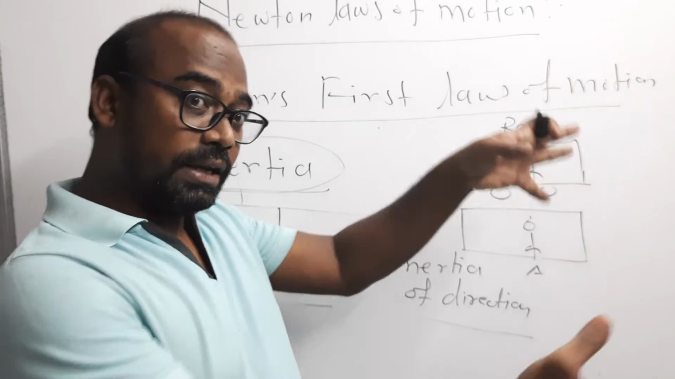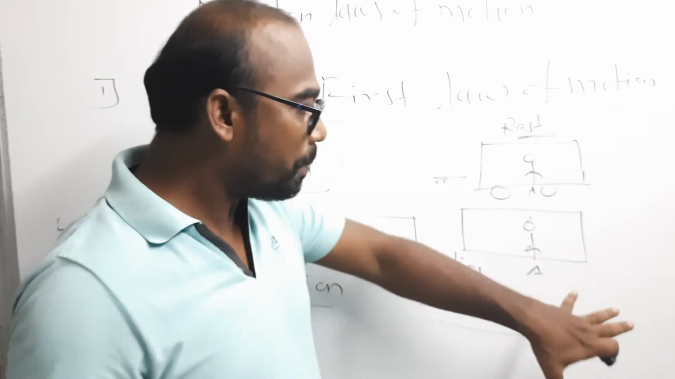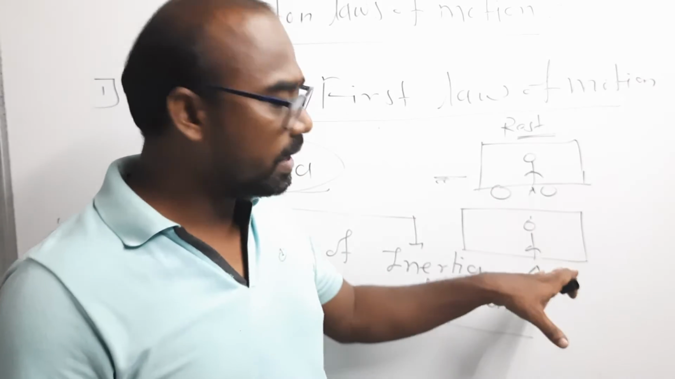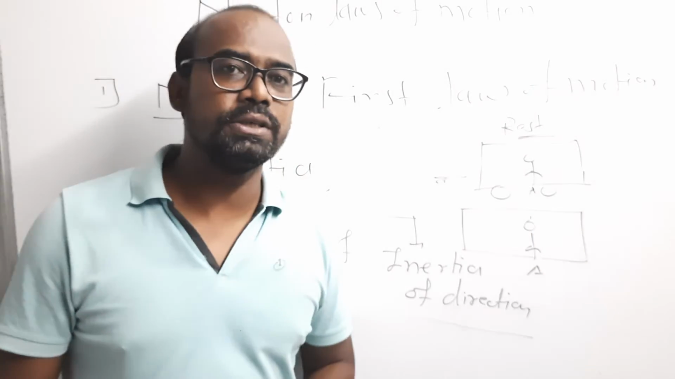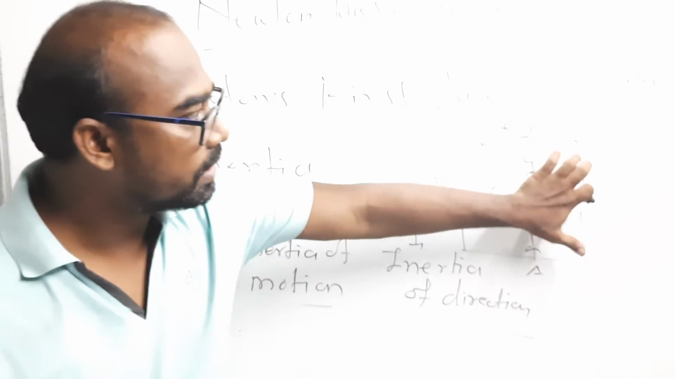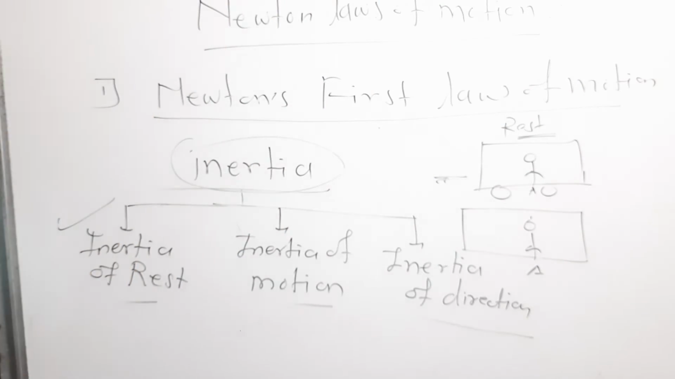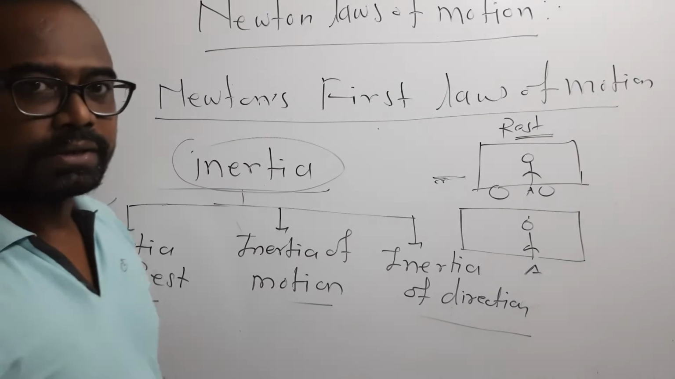So that inertia of rest tried to pull that person to the initial position, right? Because the initial state is at rest, inertia of rest. Are you getting my point?